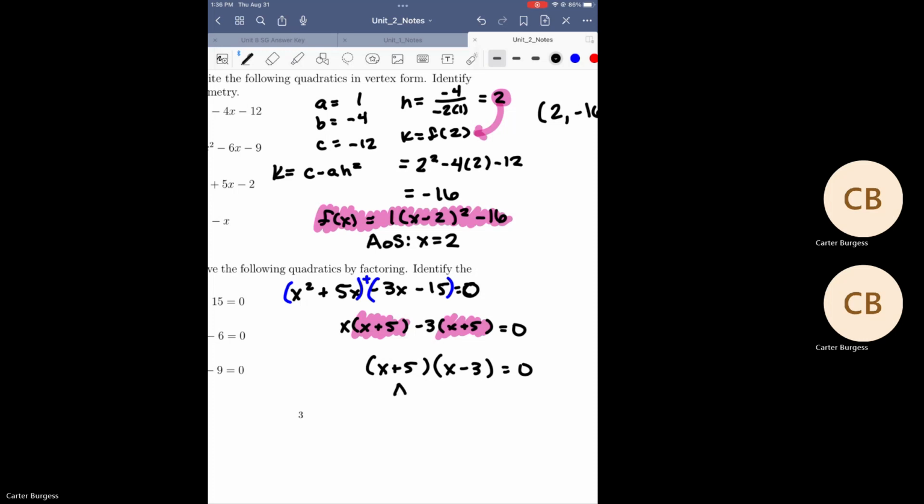Okay, so I have some number a times some number b equal to 0. If I multiply two numbers together and I get 0, what must be true? At least one of them has to be 0. So this is either going to be true if x plus 5 equals 0, or if x minus 3 equals 0. What are the values of x where that is going to be true? Solving for x, I get that x must be negative 5, or that x must be positive 3.